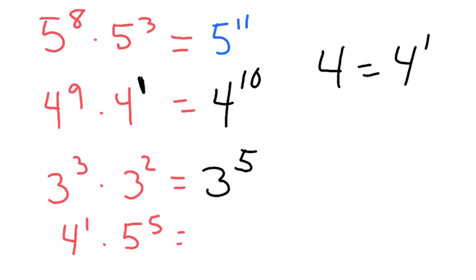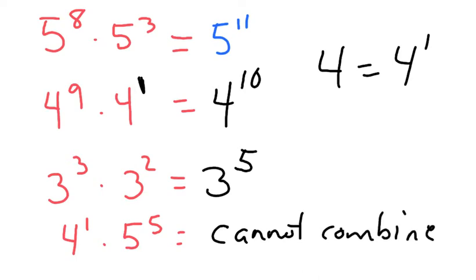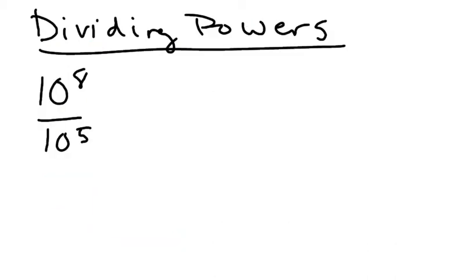What about 4 to the 1st times 5 to the 5th? It won't work. You're going to go, cannot combine. Or if you want to abbreviate it to CC, that's fine with me. It can't work. Why not? They have to be the same base. Those are not the same base. Will not work. Cannot combine. When in doubt, string it out.